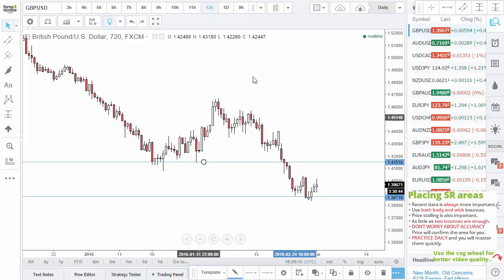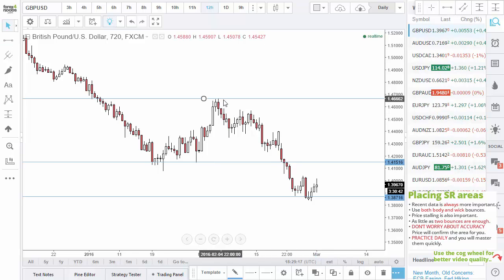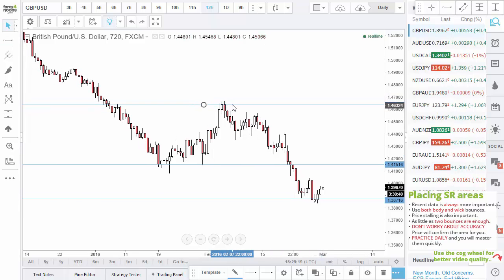Where's the next one going to go? Take a guess. It's going to go here. Why is it going there? Well, we have a bounce there. Price bounced away from there. Strong body bounce. Only 1 bounce, but that's fine.